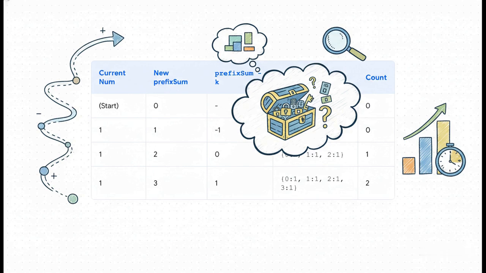Last number is 1. Our running sum becomes 2 plus 1, which is 3. We ask, what's 3 minus k? That's 3 minus 2, which is 1. Is 1 in our map? You bet it is. We saw it one step ago. So we add 1 to our count again. The count is now 2. We're at the end of the array. Our final answer is 2, and that is absolutely correct.